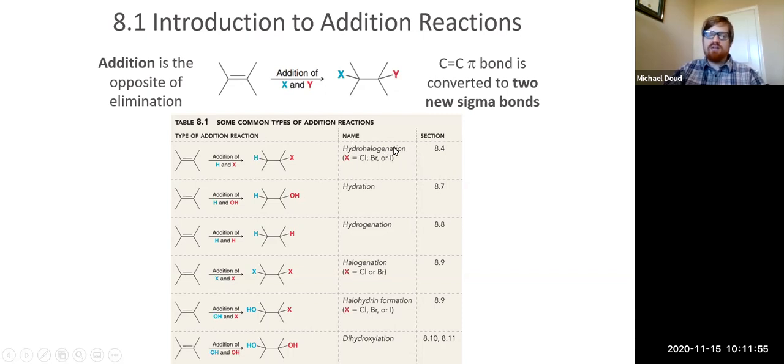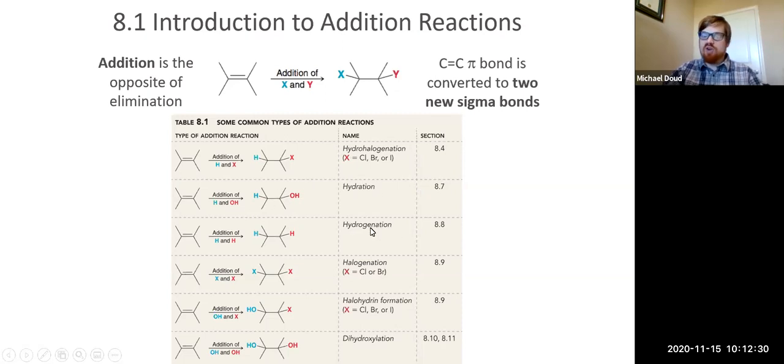Hydrohalogenation is the addition of a hydrogen and a halogen, just exactly like it sounds. You've got a hydrogen being added to one carbon, and then some halogen X, so chlorine, bromine, or iodine. That's what we call hydrohalogenation. Next up, we have hydration. You think of it like adding a water molecule. One hydrogen atom gets added to one carbon, and then an OH group gets added to the next. So you're basically taking an alkene and forming an alcohol.